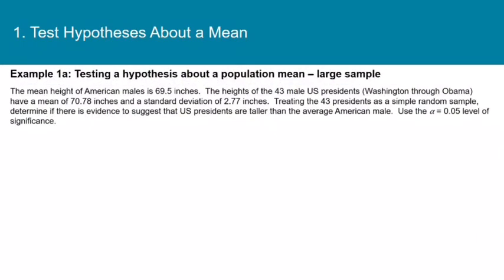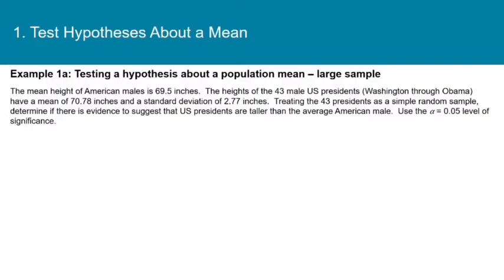Now that we have the steps, let's do a few examples together so you can see how the process works. I'm going to read this problem with you. This says the mean height of American males is 69.5 inches. The heights of the 43 male U.S. presidents, Washington through Obama, have a mean of 70.78 inches and a standard deviation of 2.77 inches. Treating the 43 presidents as a simple random sample, determine if there is evidence to suggest that U.S. presidents are taller than the average American male. Use the alpha equals 0.05 level of significance.